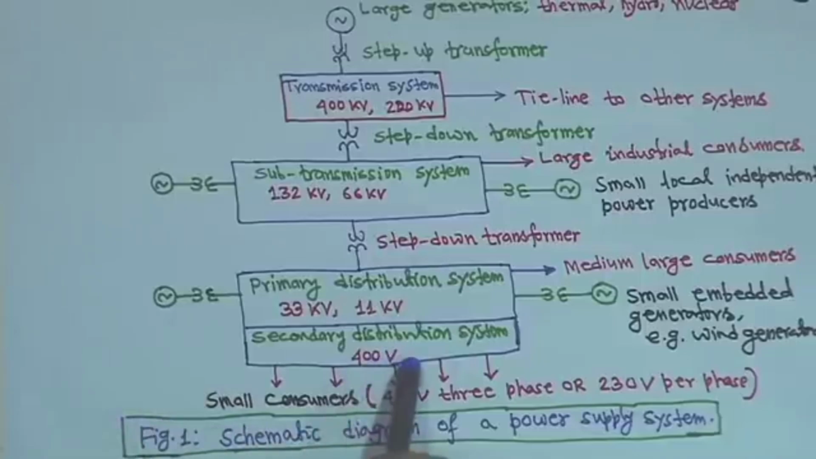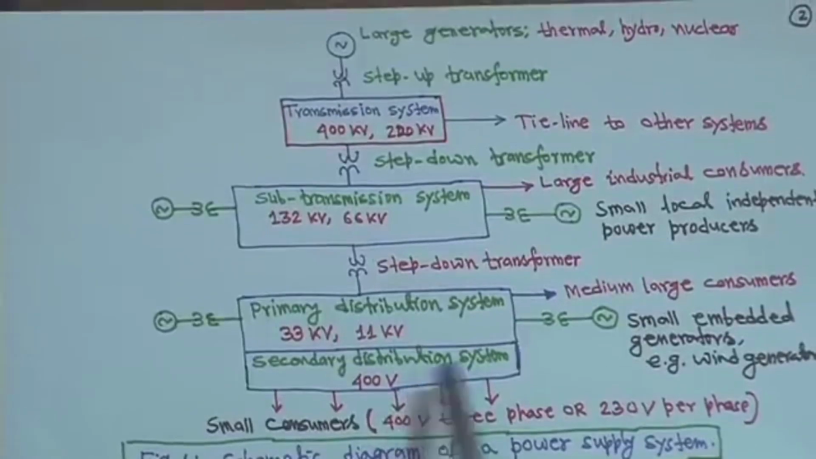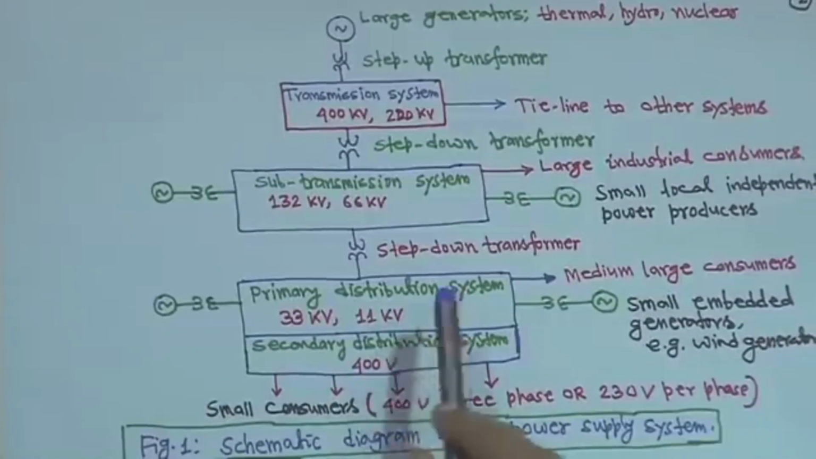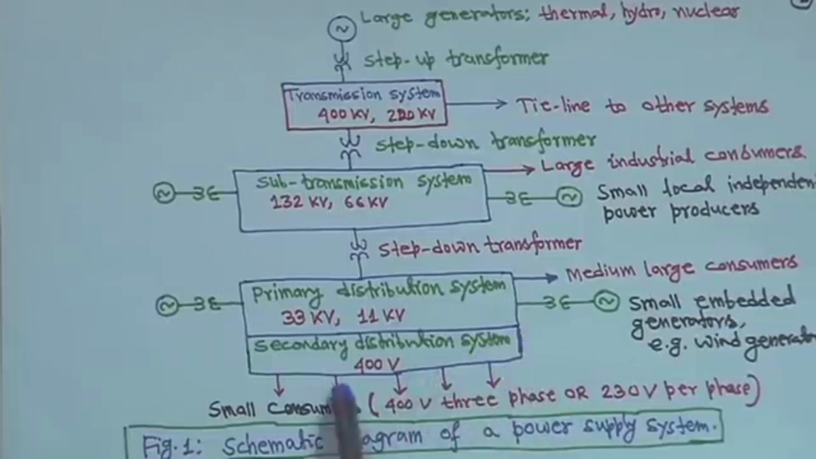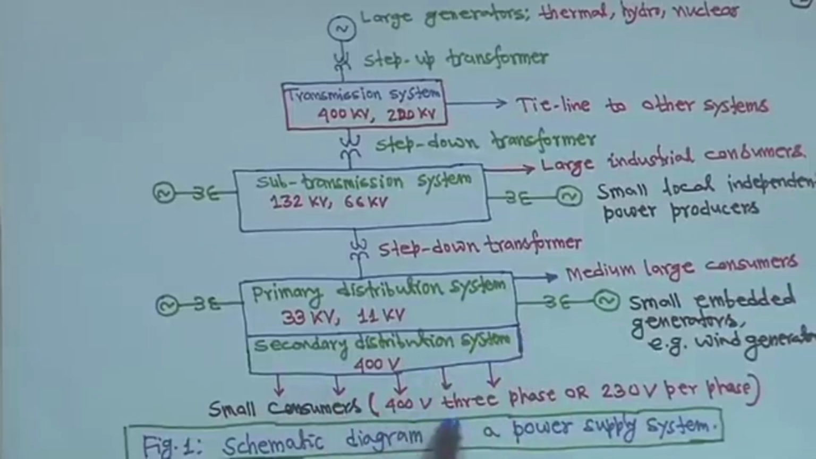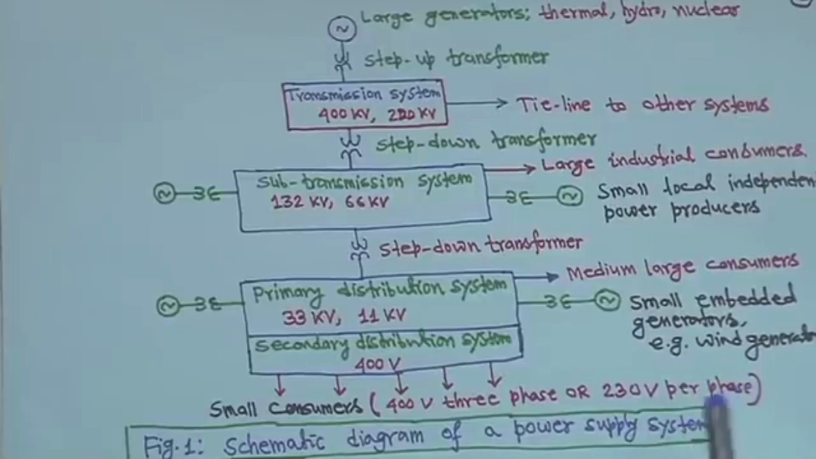And then this is the secondary distribution system. The voltage is 400 volts. You might have seen pole mounted distribution transformers near your college or near your home, right? Those transformers are generally 11 kV by 400 volt, or maybe 433 volt, right? So these are small consumers, at 400 volt 3 phase or 230 volt per phase, right?